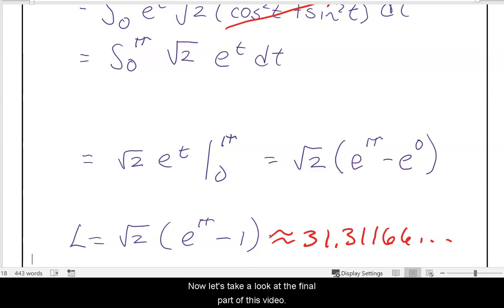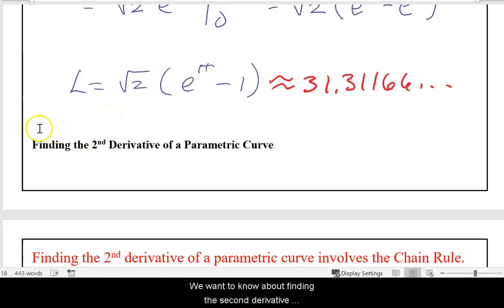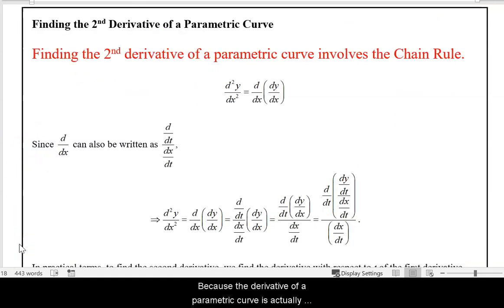Now let's take a look at the final part of this video. We want to know about finding the second derivative of a parametric curve. To find the second derivative of a parametric curve involves several steps. Because the derivative of a parametric curve is actually the ratio of two derivatives with respect to t, the second derivative is going to involve the chain rule.